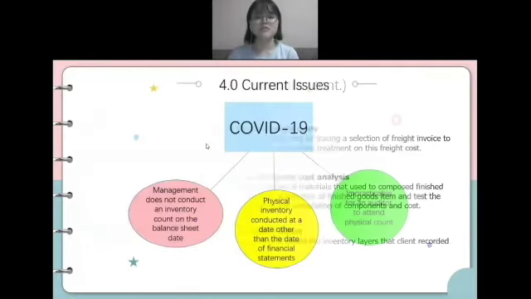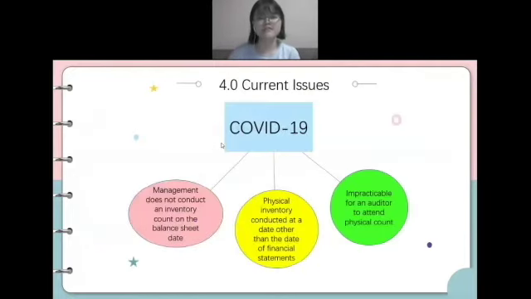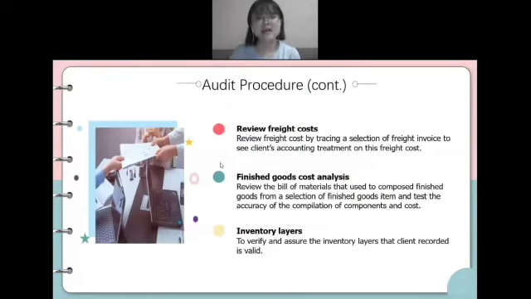Next, we need to review freight cost. Actually, freight cost is the shipping cost. We need to review freight cost by tracing a selection of freight invoices to see the client's accounting treatment of this freight cost. There are two ways of accounting for this freight cost. We can include it in the inventory, or we can record it as an expense.